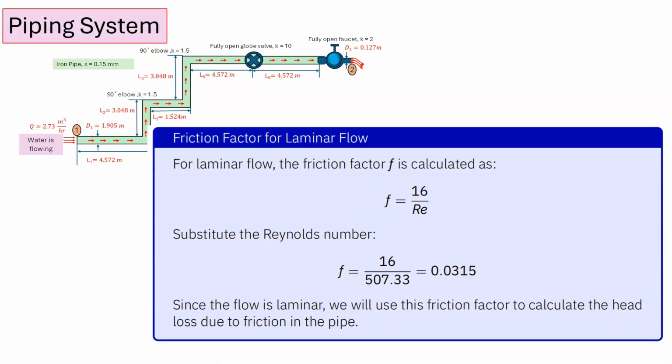So if the flow is laminar, we can easily calculate the friction factor. The friction factor is 16 by Re. So 16 by Re, 507.33, is 0.0315. Since the flow is laminar, we will use the friction factor to calculate the head loss due to the friction in the pipe.